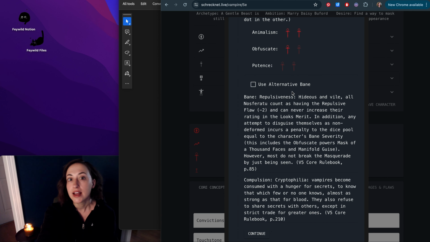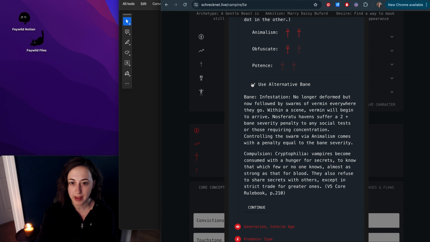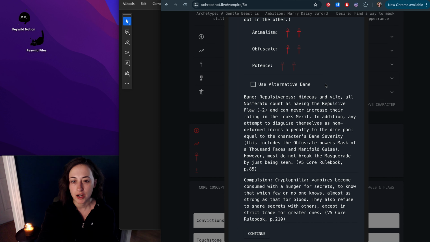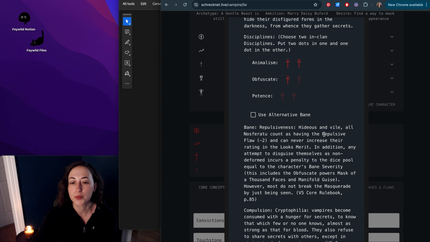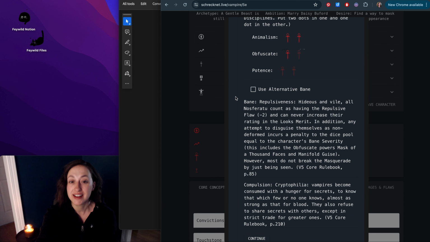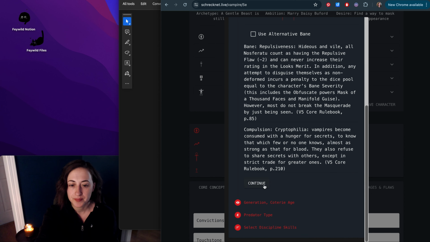And so in the player's guide, all of the clans have an alternative bane. Yeah, that's infestation. But we are using the baseline one here because I like it. I want this bane. So you can never increase your rating in the looks merit with this bane. And so we'll get to choose powers from each of these disciplines, and there's certain ones where you will always have a disadvantage basically with it.